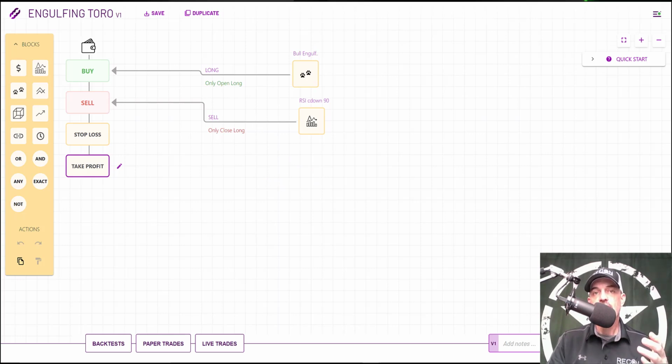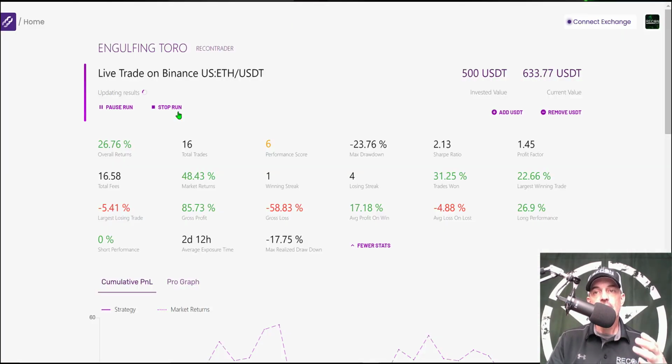Now let's actually get to the numbers. So I deployed this bot 60 days ago, and so far it's up just over 26%, so just about 13% per month.